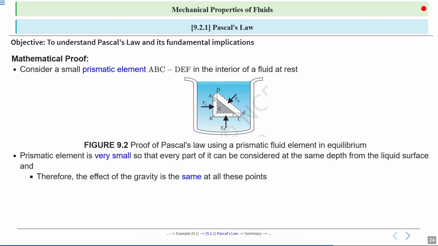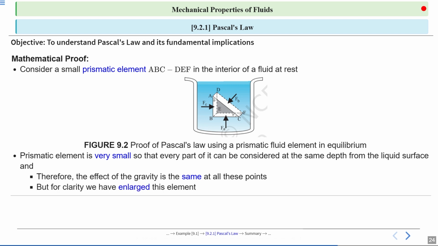Since the element is at the same depth, the effect of gravity is the same at all points within it. This uniformity is a key to understanding how pressure is transmitted equally in all directions. Remember, this is a fundamental aspect of Pascal's law.